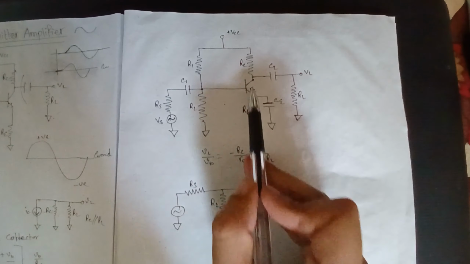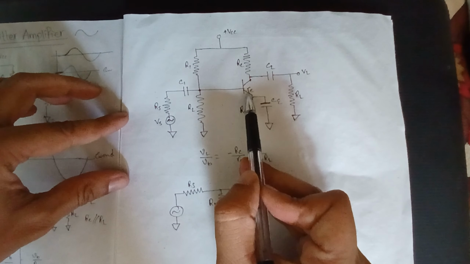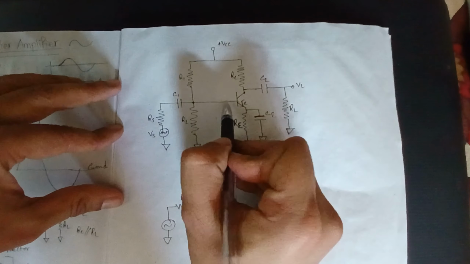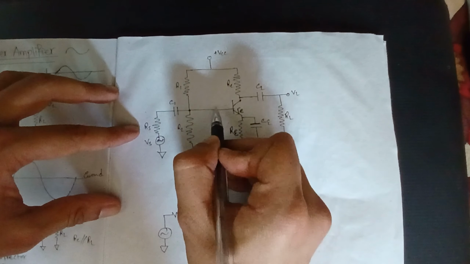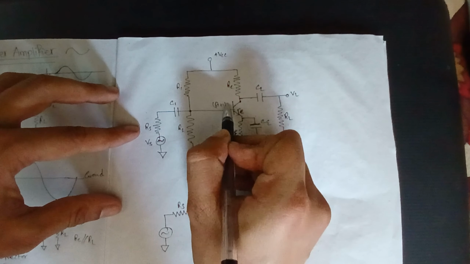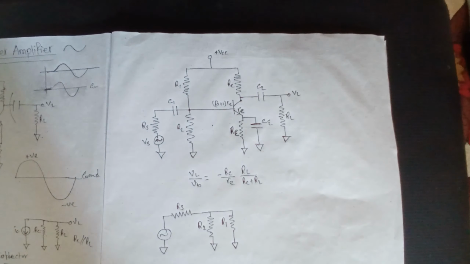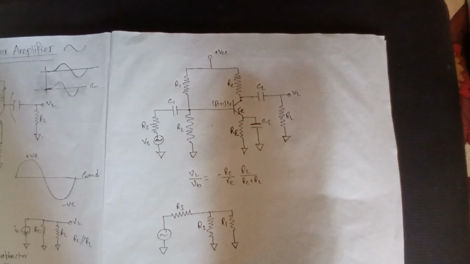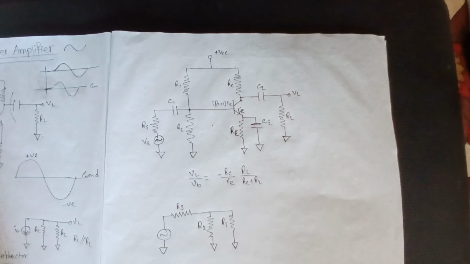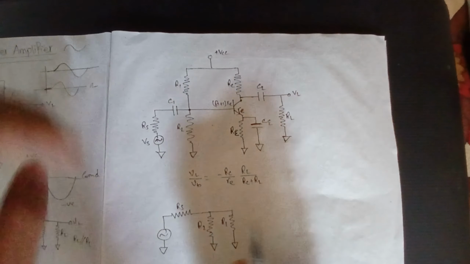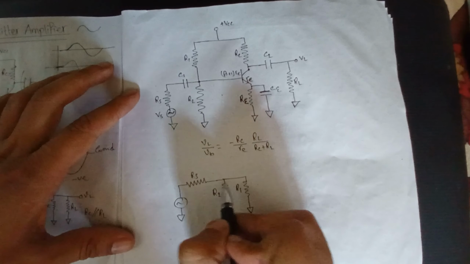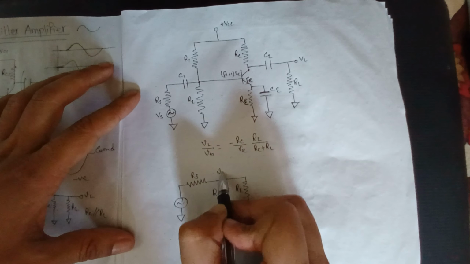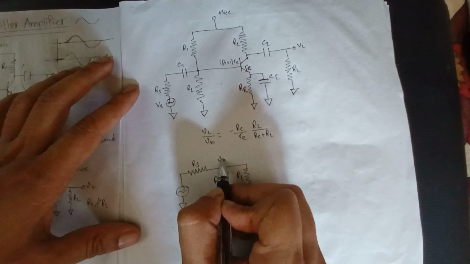So let's forget about this RE for a moment, and let's forget that there's some resistance here, because if we consider RE, then we also have to consider beta plus 1 RE to be the base resistance, right? I will explain it later. So here was our Vb. So how to calculate Vb?